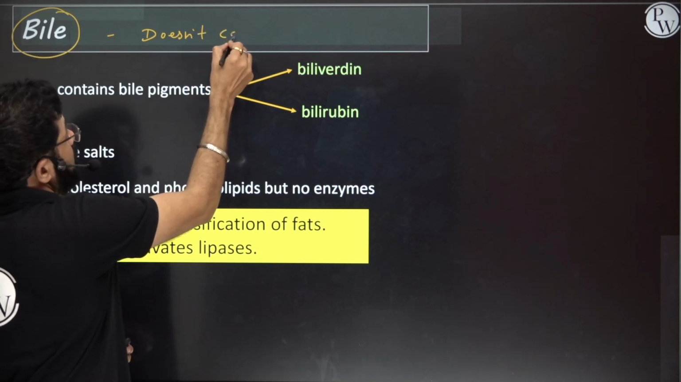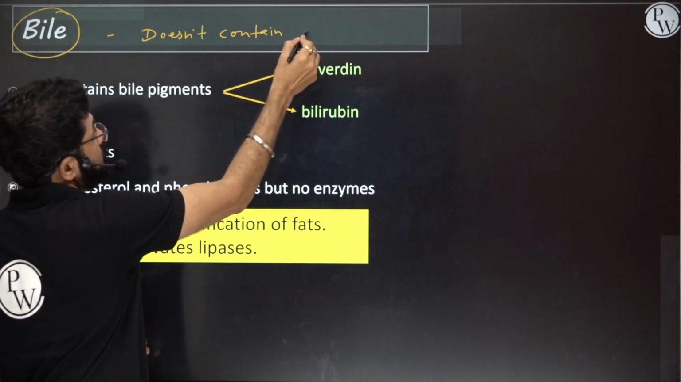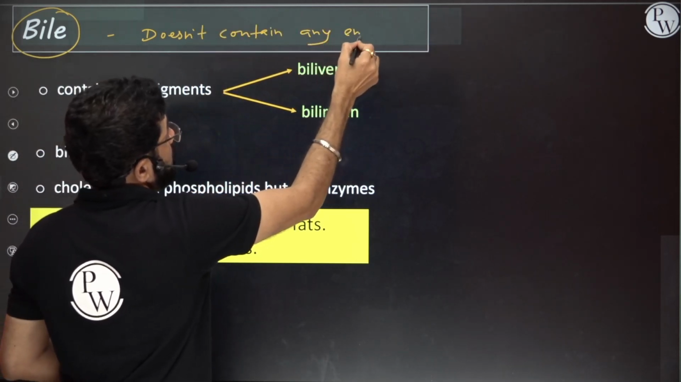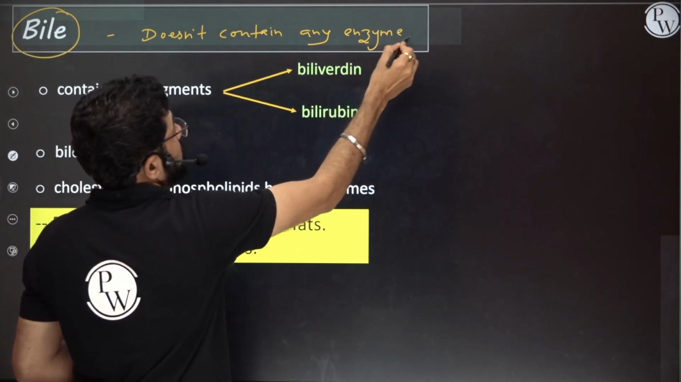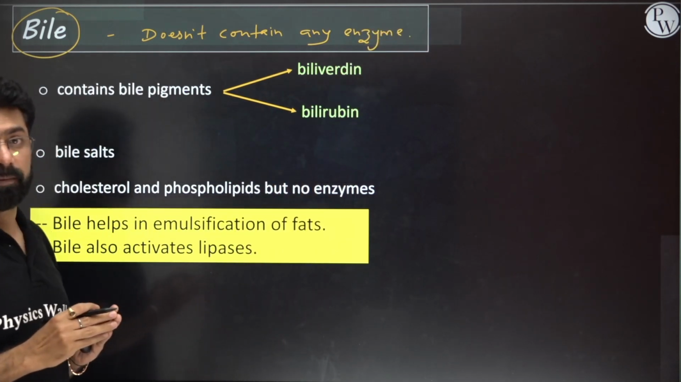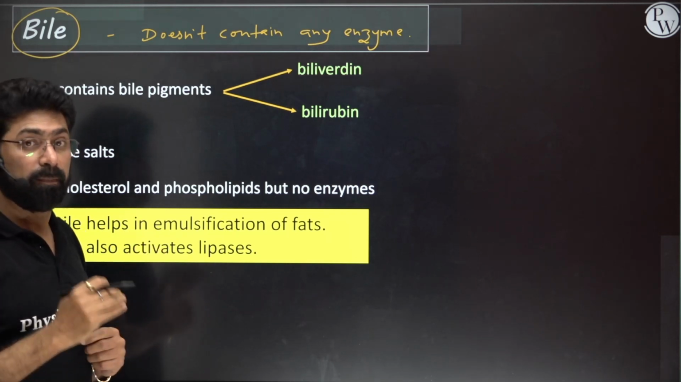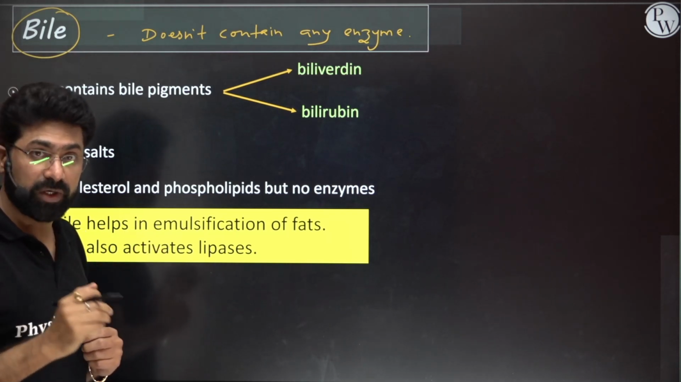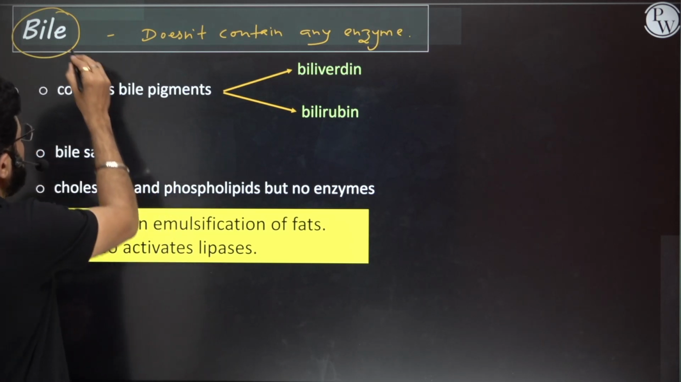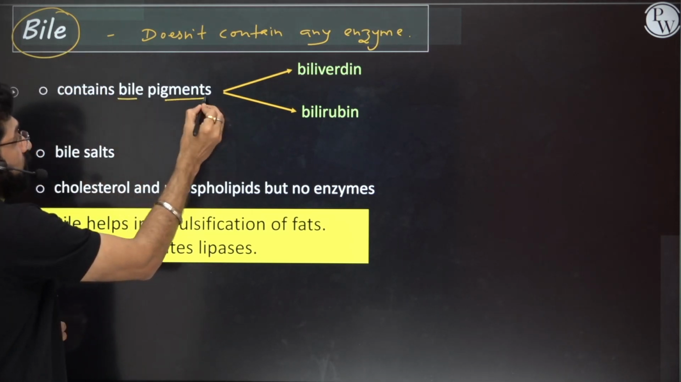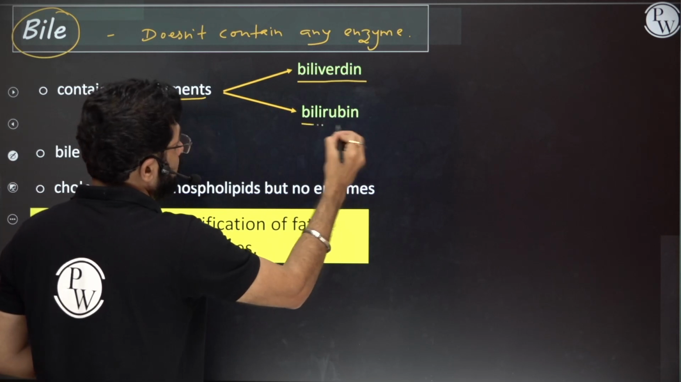Bile doesn't contain any enzyme. So what is the use of this then? See, it is very important for the emulsification of fats. And bile has some bacteriostatic functions also. Bile contains two pigments, which are biliverdin and bilirubin.